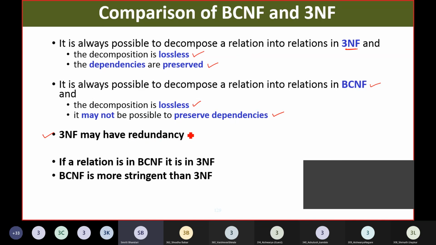Further, 3NF may have redundancy, whereas BCNF does not have redundancy. If a relation is in BCNF, it is always in 3NF. Further, BCNF is more stringent than 3NF. So these are the important points that you need to remember as far as the comparison of BCNF and 3NF is concerned.